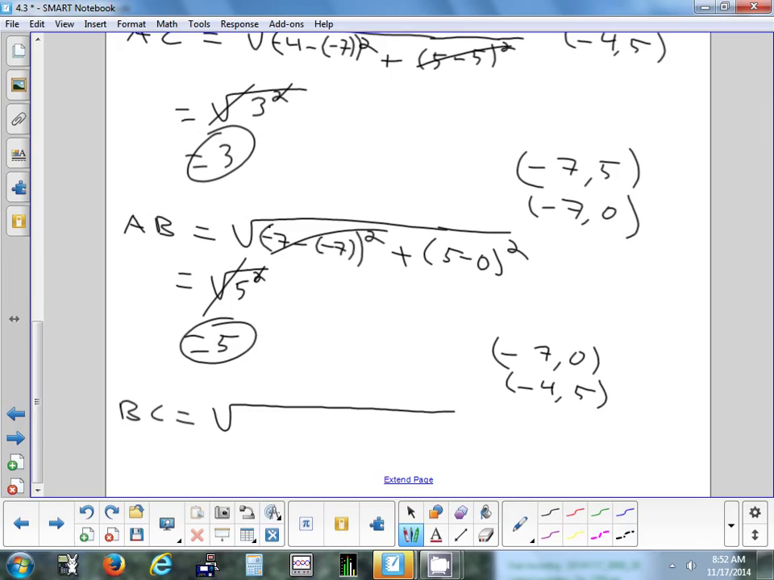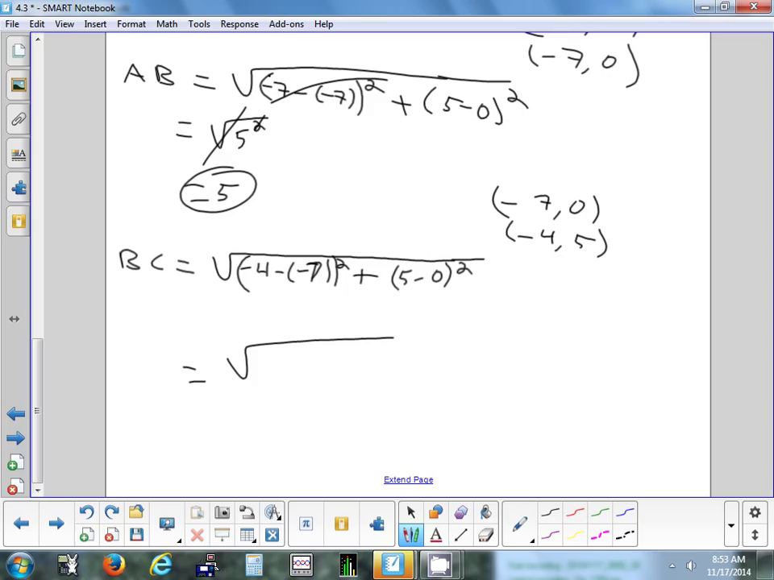Okay, what's going to go first? Somebody tell me, I'm going to have what minus what? Denver? Right here. So it's the negative 4 minus negative 7. Negative 4 minus negative 7. And don't forget, square that whole thing. Plus, and who can tell me what's going to come next? Selena? And what do you have to do with that? Square it.